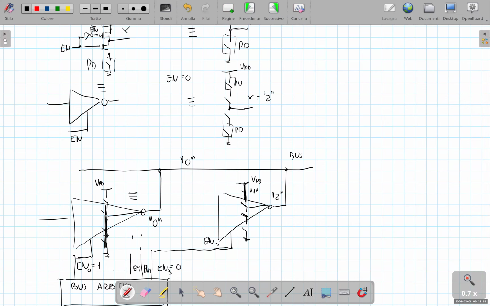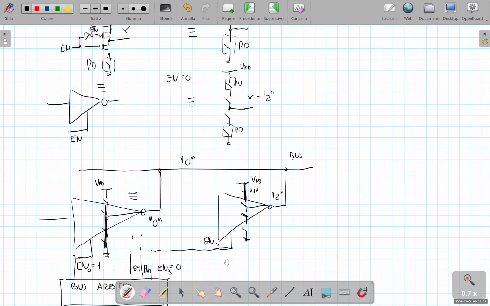Since when enabled, a three-state gate has a low impedance both at the high logic level and at the low logic level, like a totem pole network, it is suitable to drive the bus both at the high and at the low logic level with good electrical characteristics, that is, a low impedance in both states, which is a positive feature.